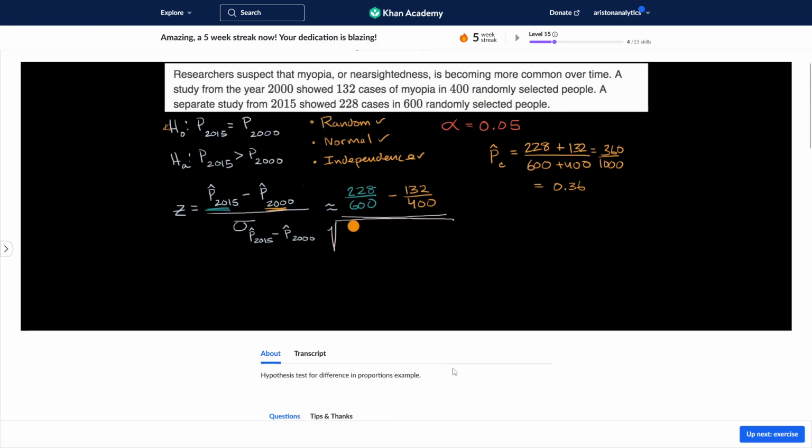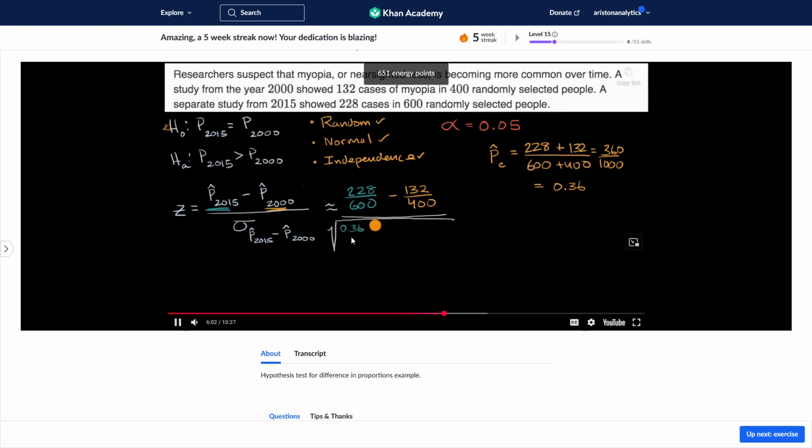We can use that inside the expression when we're trying to estimate the standard deviation of this sampling distribution. So this is going to be 0.36 times 1 minus 0.36, which would be 0.64, over the sample size in 2015, which is 600, plus 0.36 times 0.64 over the sample size in 2000, which is 400.